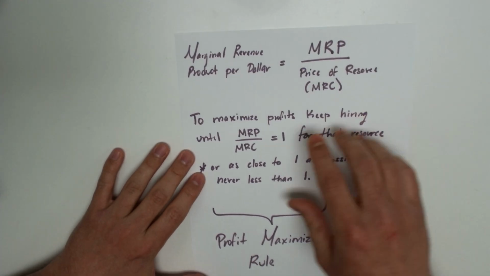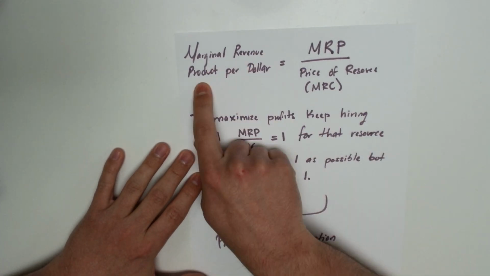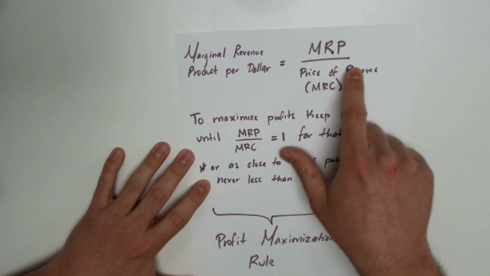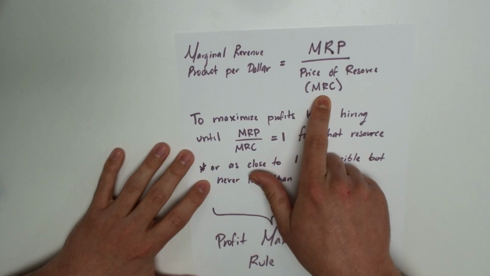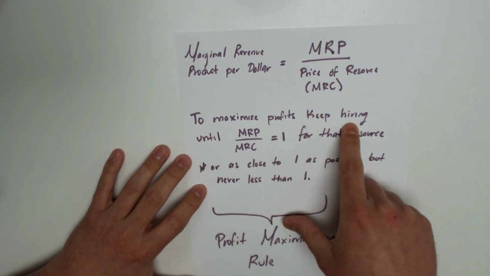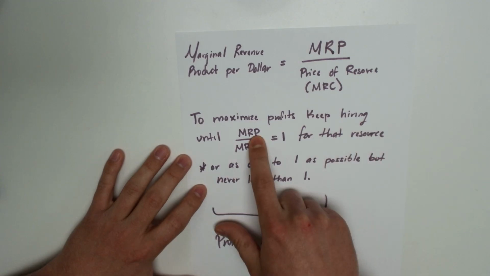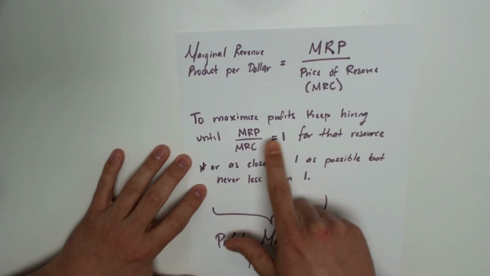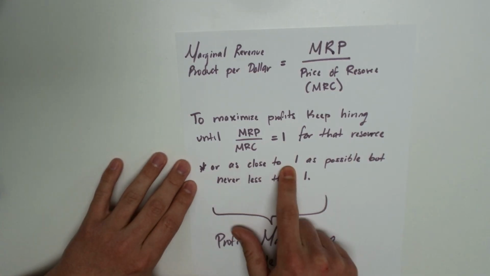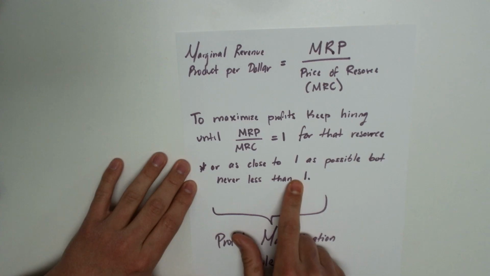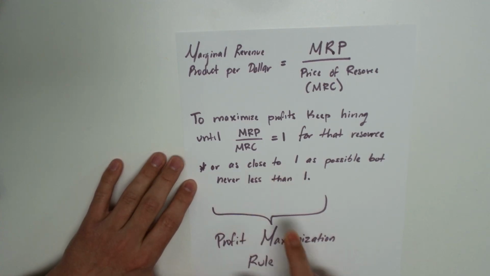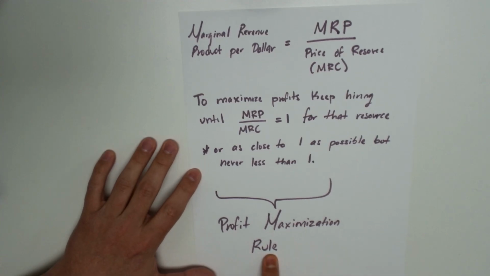Next up, we're going to look at the marginal revenue product per dollar. This is the marginal revenue product divided by the price of the resource, which is the MRC, the marginal resource cost. To maximize profits, a firm should keep hiring until the MRP divided by the MRC equals 1 for that resource, or get as close to 1 as possible, but never less than 1. So you want to get as close to 1 as possible, never less than 1. This is the profit maximization rule.